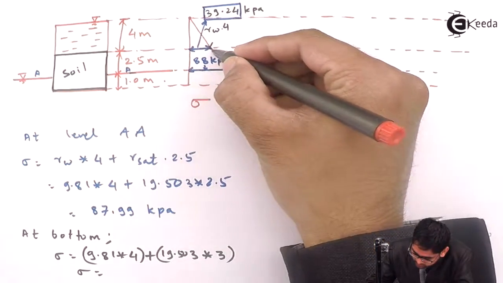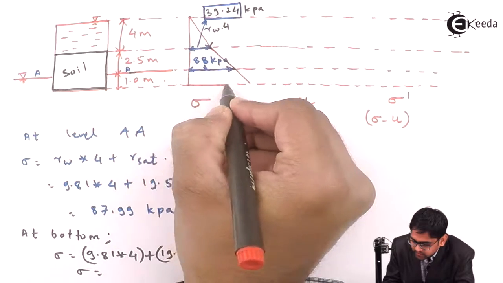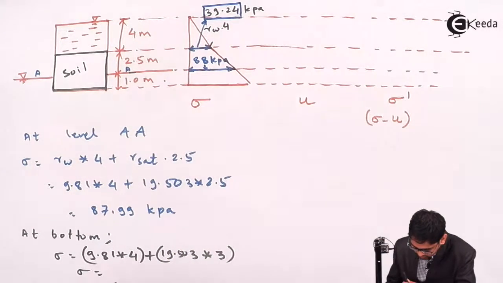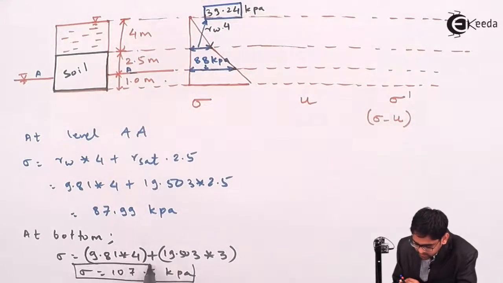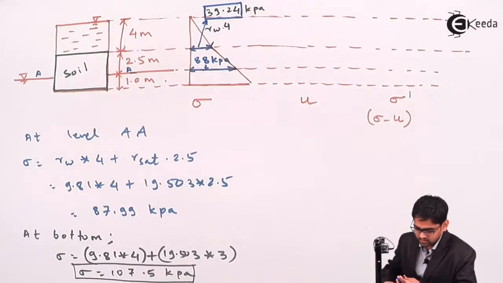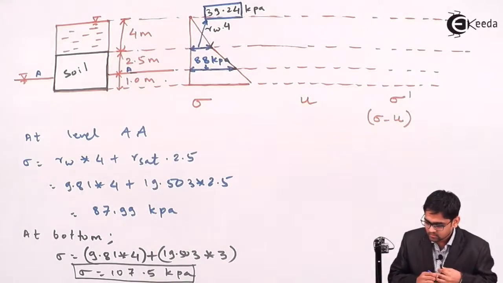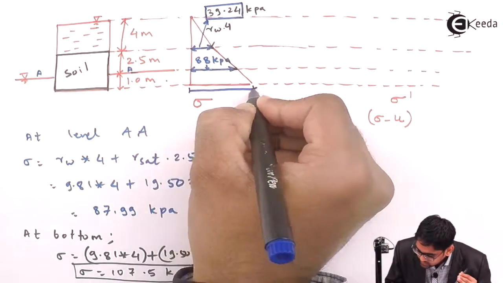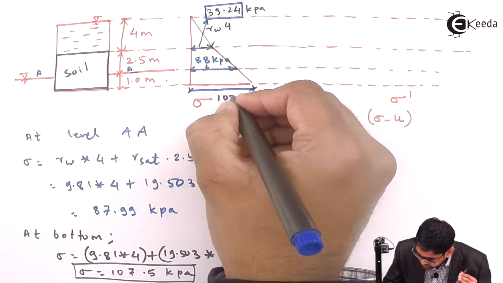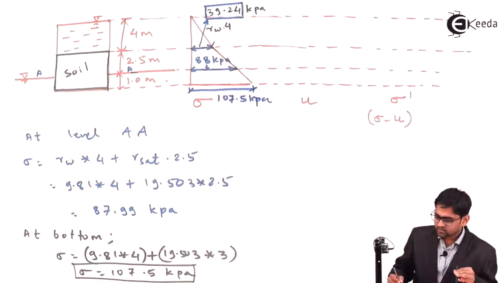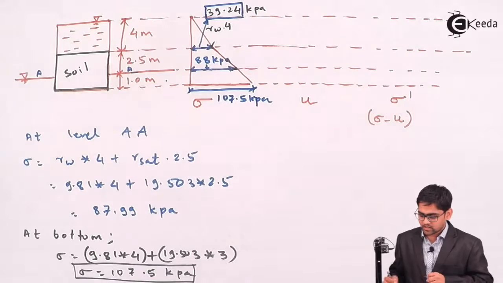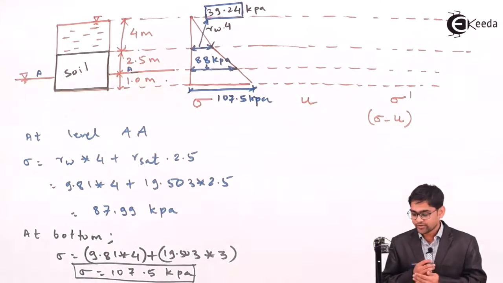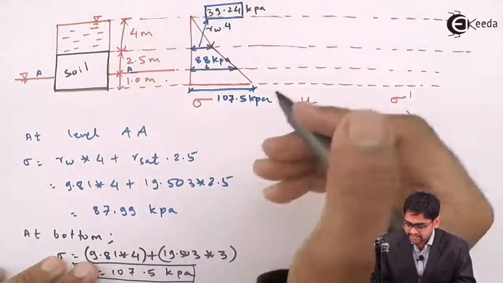And the same slope will continue. This particular value is 107.5 kPa at the bottom of the soil. This total stress value, 107.5, is very easy to calculate. Now the complicated thing will come: evaluation of pore water pressure, which is not easy to calculate.